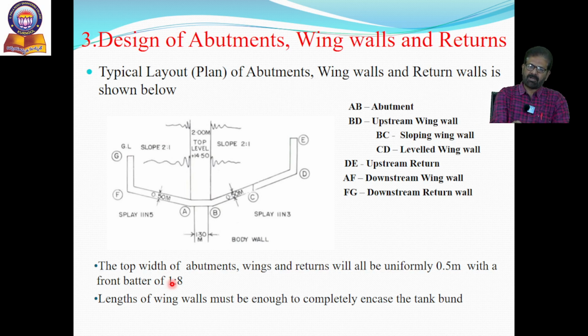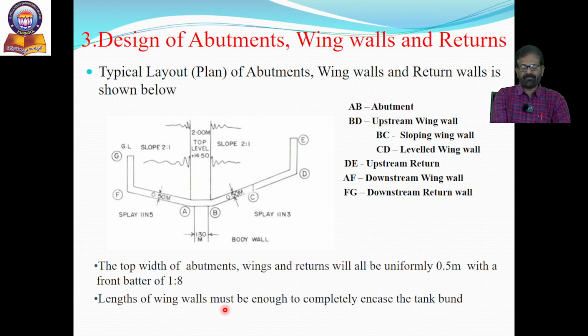Why? Because it is common for all the components. That means the top width is uniform throughout as 0.5 meter only, half meter only, with the front batter of 1:8. Batter, as I already mentioned, means the vertical slope. So in the cross section you can observe the front side of that wall having a slope of 1:8. That is the batter.